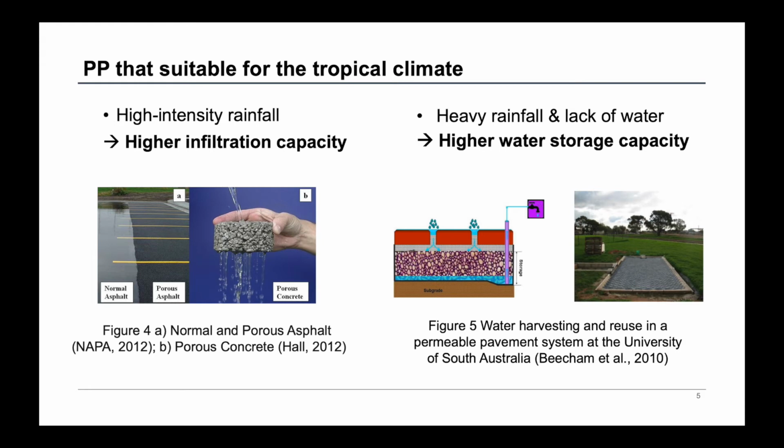Also, it is supposed to have a higher water storage capacity. Despite the heavy rainfall, tropical regions still lack water resources. Shown in Figure 5, permeable pavements with raised outlets or larger reservoirs or underdrains are better to store more water that can be reused for irrigation. To further save the land, they can be connected with retention ponds.